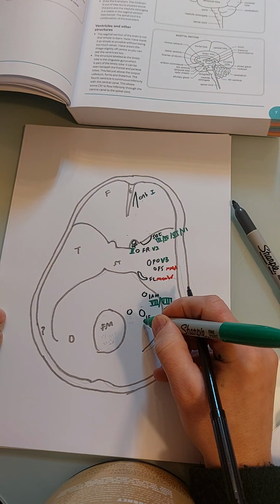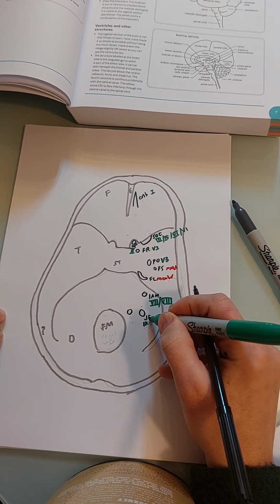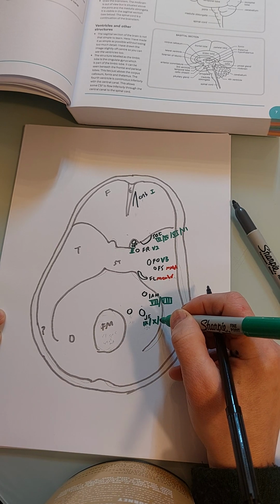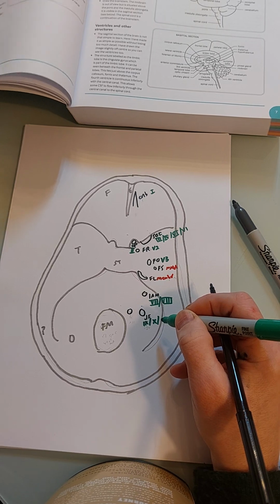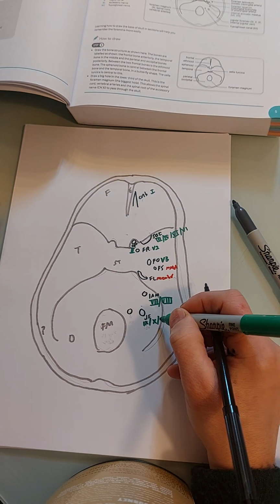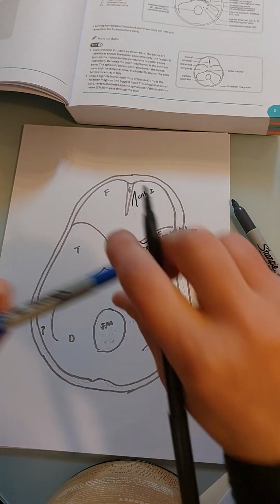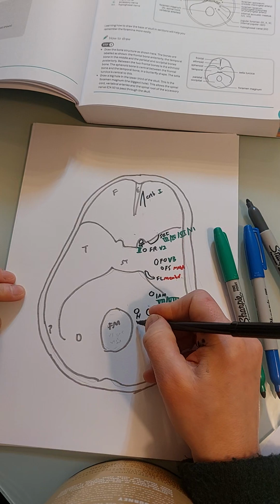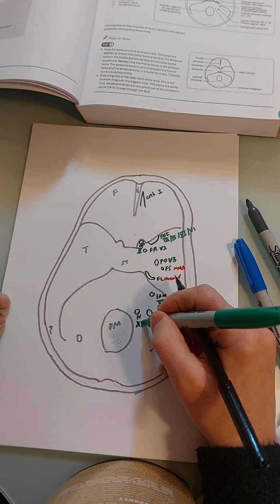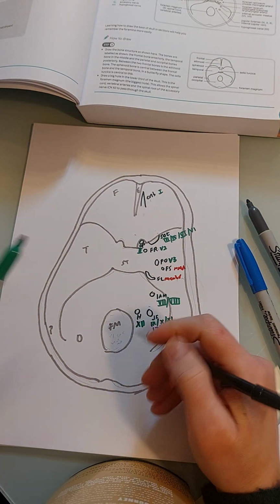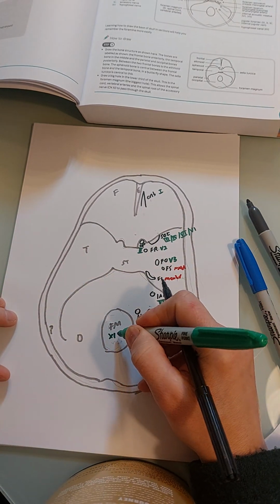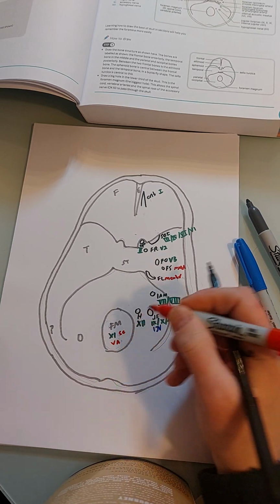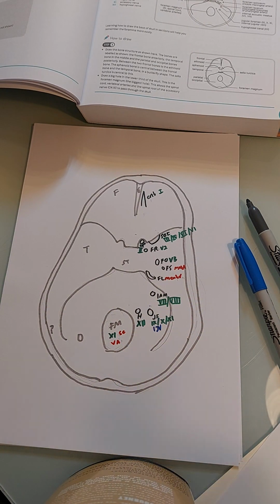So the jugular foramen has cranial nerves 9, glossopharyngeal, 10, vagus, and it also has a part of 11, and then it has the internal jugular vein as well. And then we have the hypoglossal, that's cranial nerve 12. And the foramen magnum, which we've already mentioned, has the spinal part of 11. And then it also has the vertebral arteries and the spinal cord. Not in red. Do that in black.